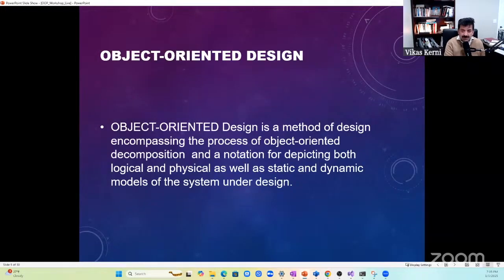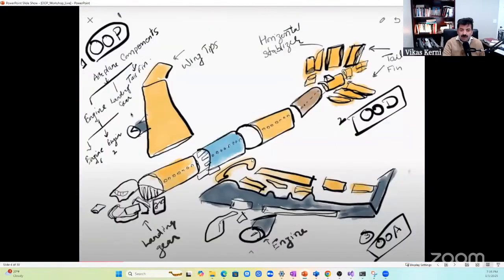So what is object-oriented design? Object-oriented design is a method of design encompassing the process of object-oriented decomposition and a notation for depicting both logical as well as physical, as well as static and dynamic models of the system under design. What that means is basically we are finding all the classes in the airplane, like what is the engine, tail, all those things. We are finding different classes in our domain.